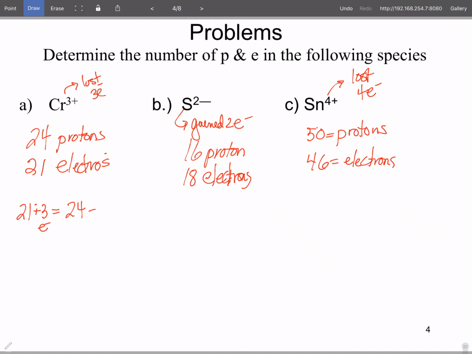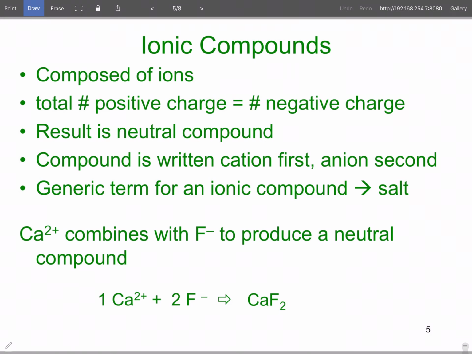Now, why is this important? This becomes important because that's how we combine ions to form compounds. So there's some rules to ionic compounds. First off, ionic compounds are composed of ions. That's because you're gaining and losing electrons to form ions, which then come together to have the charges attract, just like south and north poles of a magnet.